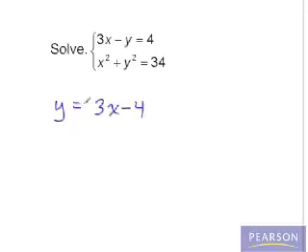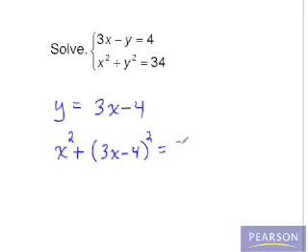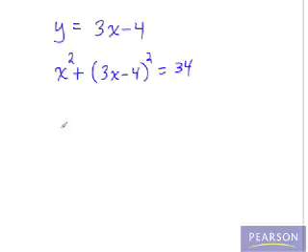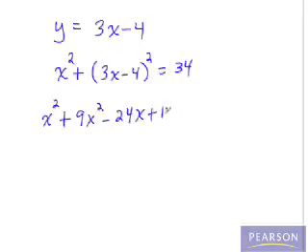And we will substitute this expression in for y in the second equation. So we have x squared plus y squared, where y is 3x minus 4, squared, equals 34. And we'll solve this equation for x. So we have x squared. Now we'll square the binomial. We'll have a positive 9x squared, a negative 24x, and a positive 16 equals 34.